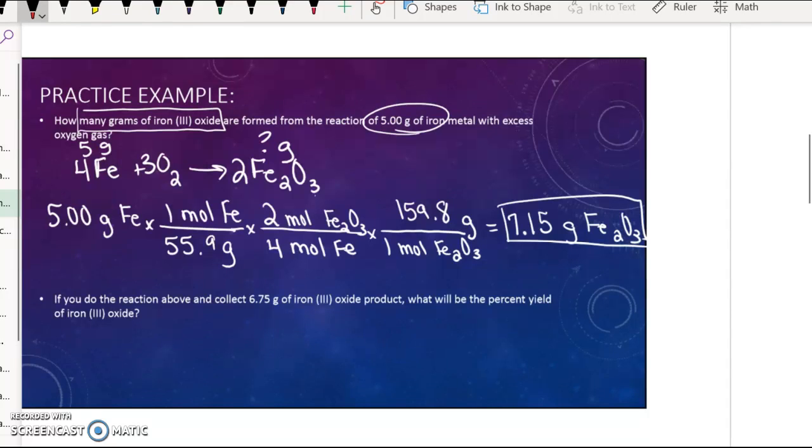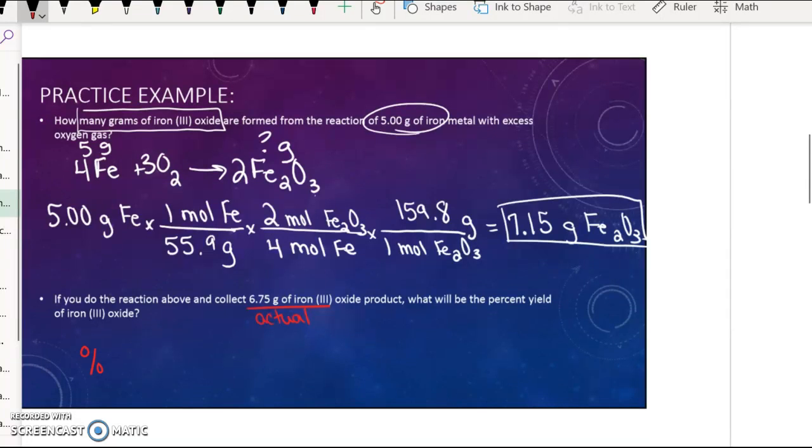So we've solved for that. Now it says if you do the reaction above and collect 6.75 grams. It's telling you right there that that is how much you actually get in the lab. You do the experiment and that's what you actually get. That's your actual yield. What will be the percent yield?